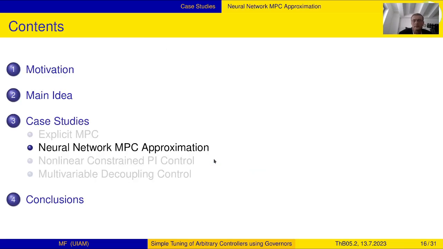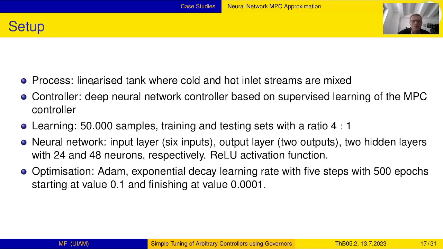And the second example is again a controller that cannot be tuned online. It's a neural network MPC approximation. So we will assume that we have a multivariable process with 2 inputs and 2 outputs. We will design an MPC controller, which is quite complicated in this case, with more than several thousand regions. So we will learn a neural network controller based on this optimal controller. And of course, it takes quite a lot of time and effort to have this neural network controller. And once it is calculated, it's very difficult to change. We have to repeat the procedure again.